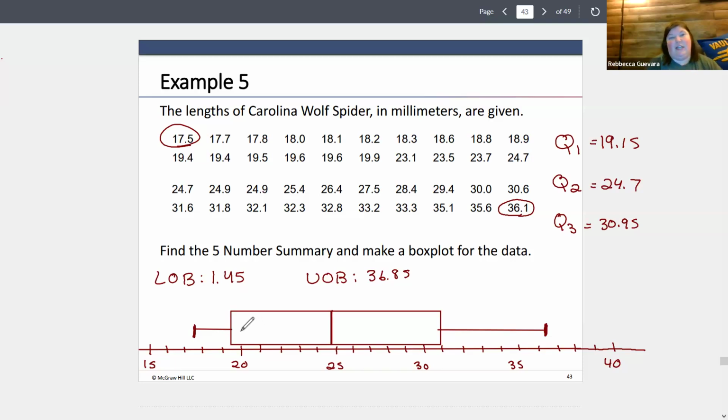As far as that Carolina wolf spider data, it's almost symmetric. We see it's a little bit bigger on this side maybe than the other side, but it's almost the same on both sides. You could also argue that it's a little skewed because this one tail is way longer.